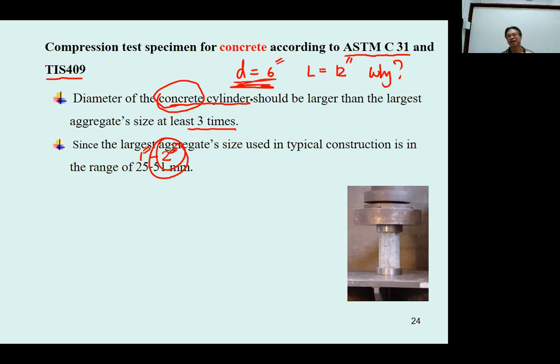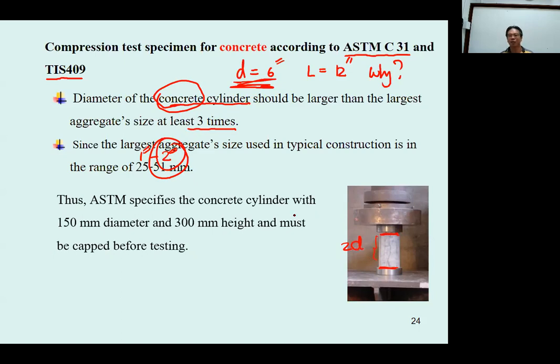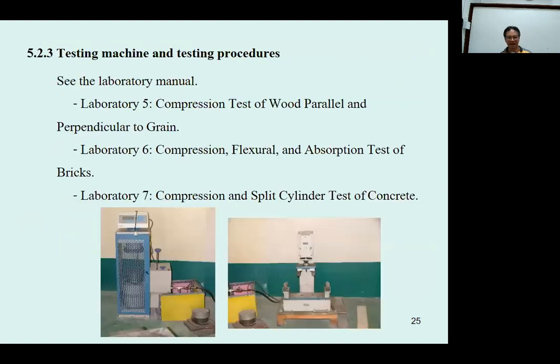So the specification says the diameter is six inches. And to prevent the friction at the top and bottom contact points, the specimen length is said to be 2D. That is why the length is going to be 12 inches. The 12 inches is going to be 300 millimeter in SI unit, and the 6 inches is going to be 150 millimeter diameter in SI unit. So that is why we have the concrete cylinder in a size like this.